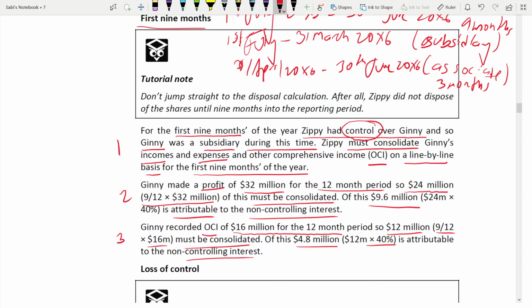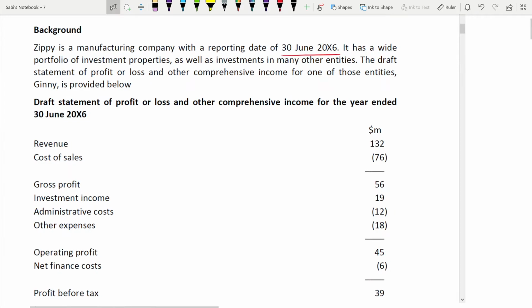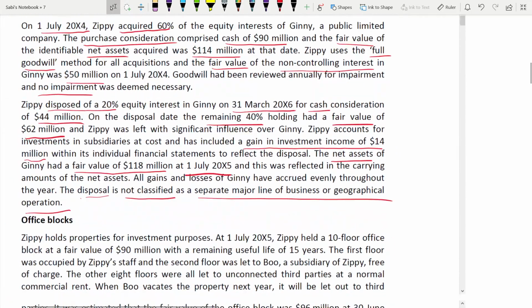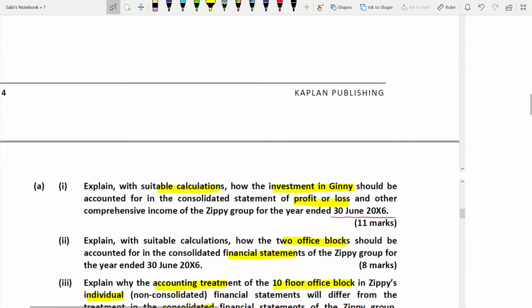11 marks is just not given for calculations alone. You will be doomed if you think that calculations only is 11 marks. No, it is not so. Why? Because let us see the requirement again. Explain. The word explain, you see. With suitable calculations, you need the support of calculations, but you have to explain. Even the second one also explain. Even the third one also explain. Everything is explained.